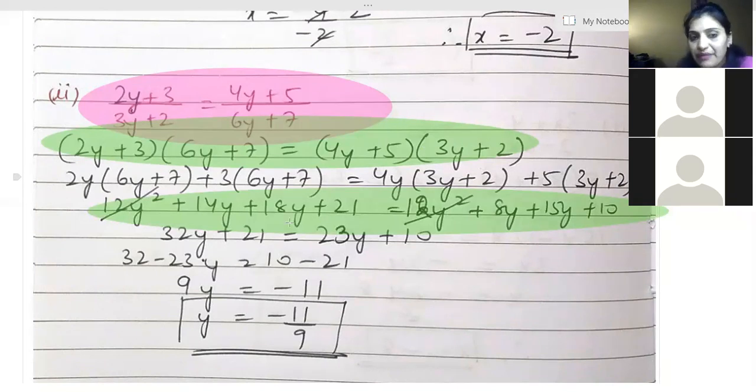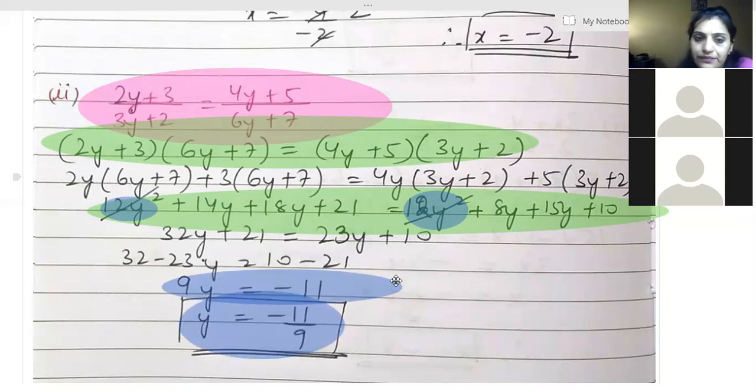अब देखो बेटा 12y square दोनों साइड पे कॉमन है, so we will cut this off. Okay, so in the end what I am getting is 32y minus 23y is equal to 10 minus 21. So 9y is equal to minus 11 and y is equal to minus 11 by 9. Yes, clear? Okay. Yes, ma'am.